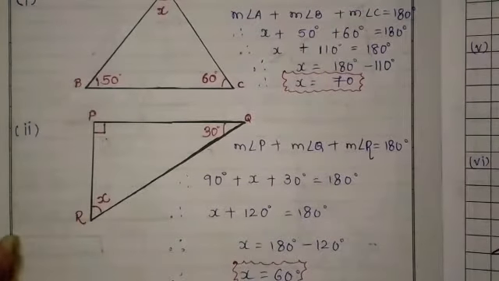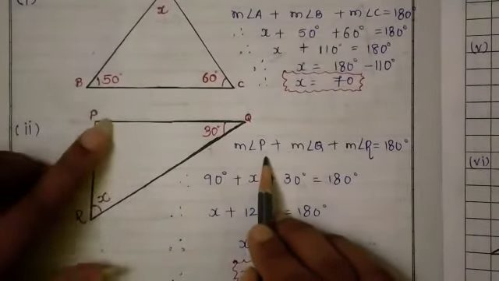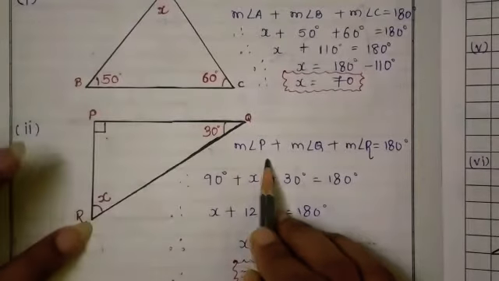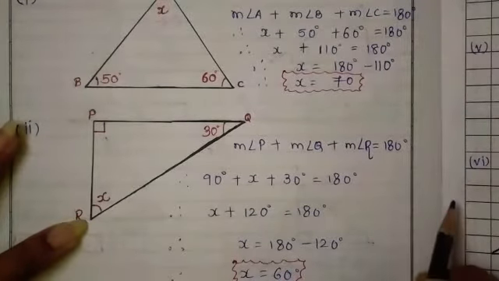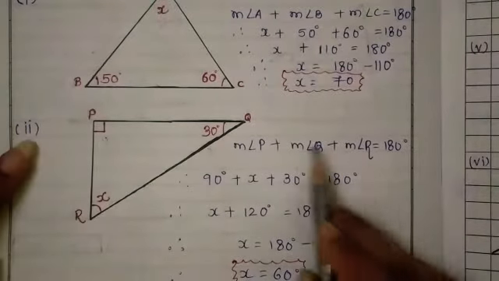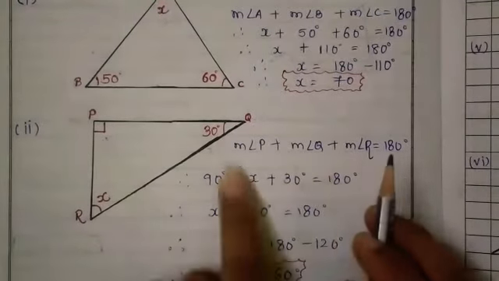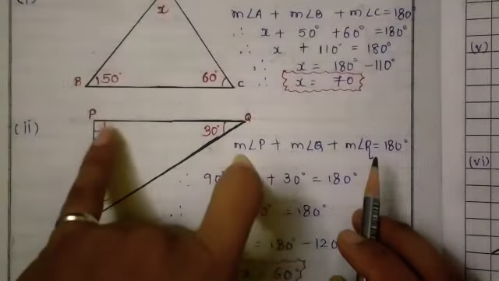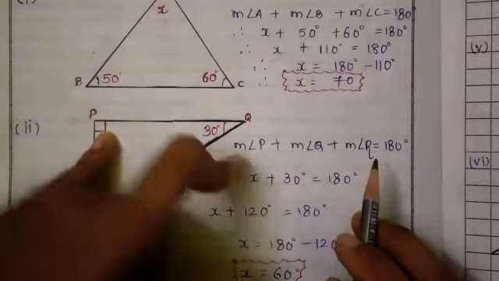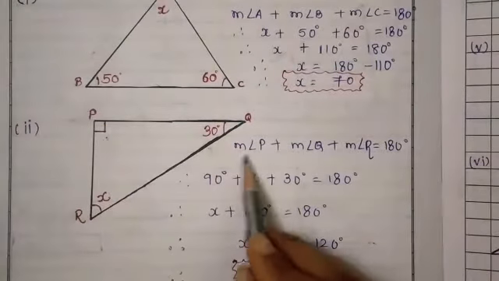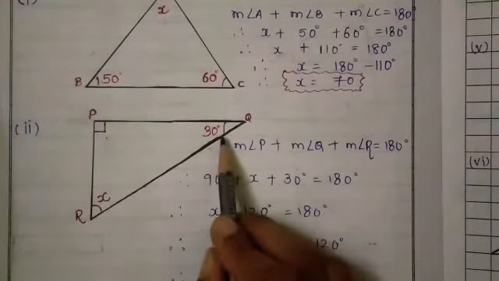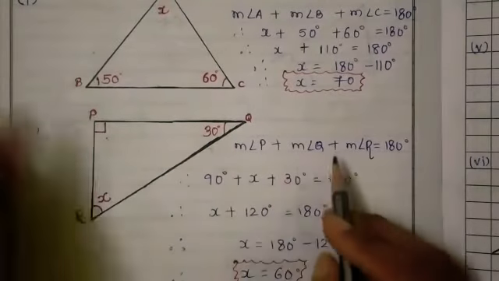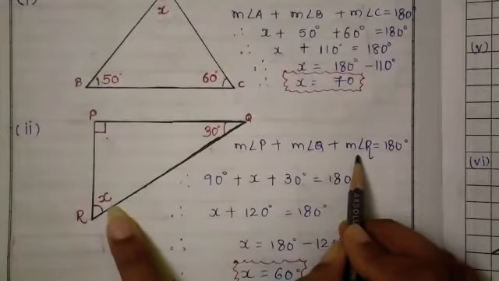So once again we can write angle, measure angle P plus measure angle Q plus measure angle R is 180 degree. And don't forget to mention the reason, because of angle sum property we can write this statement. Now in place of P, what is the value of P? That is 90 over here. So in place of P we have to write 90 degree. Similarly in place of Q we have to write 30 because 30 is given, and in place of R we have to write X.